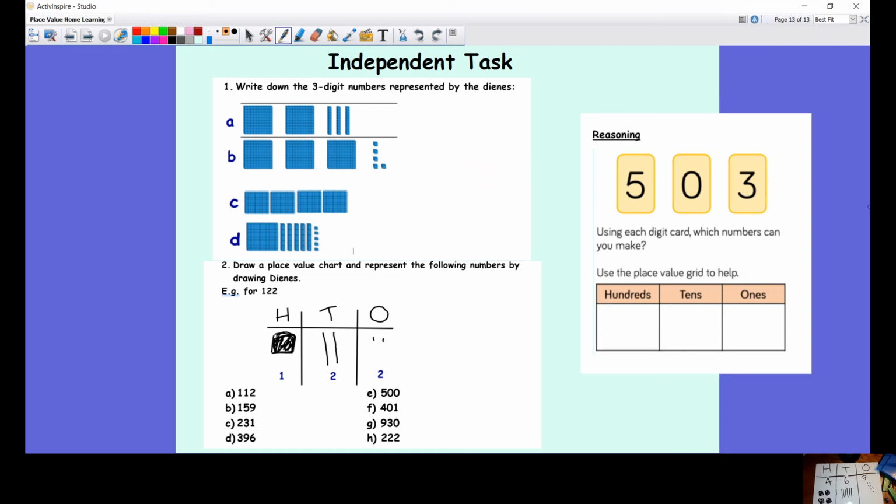There are some reasoning questions. It's a bit of a challenge. Give them a go. That's all we ask. Give them a try.